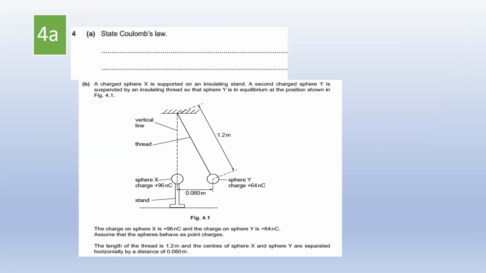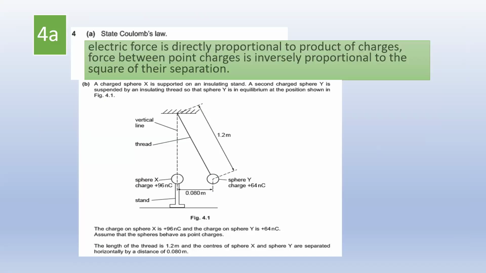Okay, state Coulomb's law. Force is directly proportional to the product of charges. Electric force is directly proportional to the product of charges. Force between point charges is inversely proportional to the square of their separation.